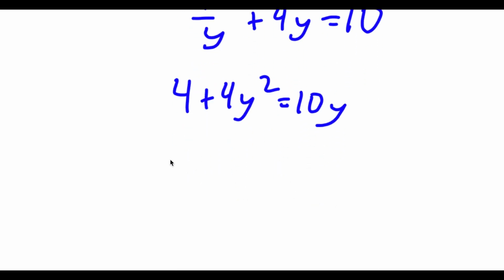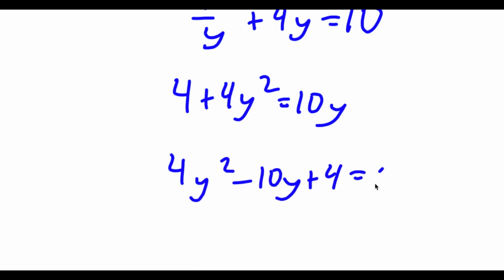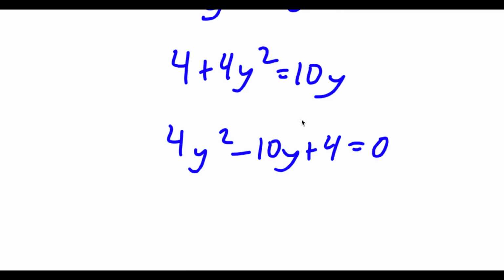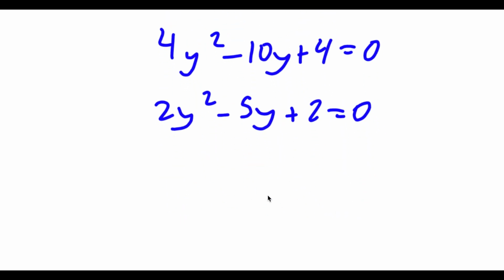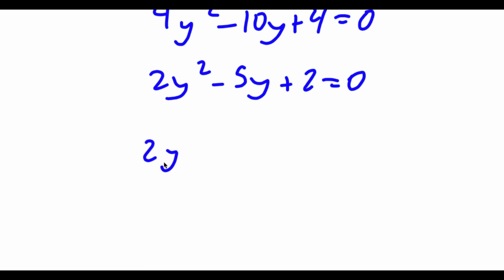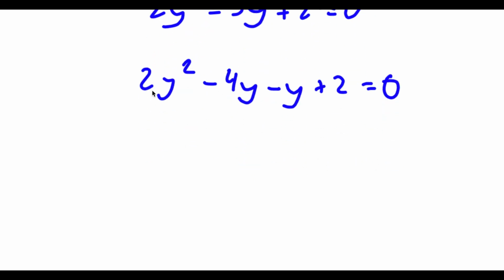Now I can subtract 10y on both sides, so I get 4y squared minus 10y plus 4 is equal to 0. This is the same thing as 2y squared minus 5y plus 2 is equal to 0. Now I can rewrite this as 2y squared minus 4y minus y plus 2 is equal to 0. Now I'm going to factor by grouping.